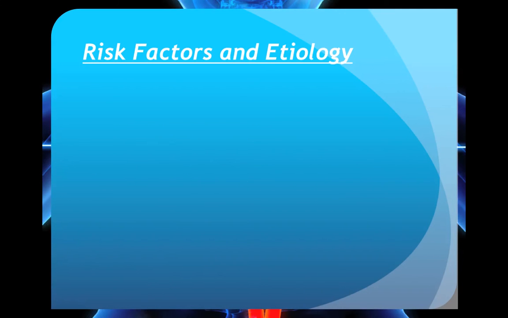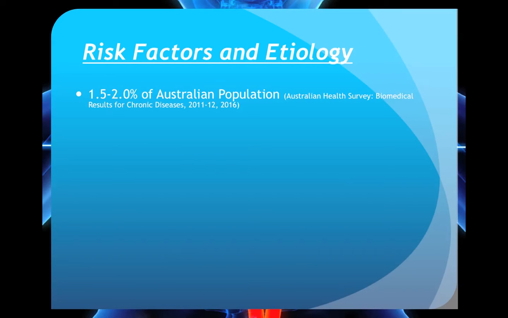Some risk factors. Overall, chronic heart failure is present in approximately 1.5 to 2% of Australia's population, and a pattern of incidence and prevalence can be seen to rise with age. It is known as the most common reason for hospital admissions and GP consultations for individuals who are over the age of 70.